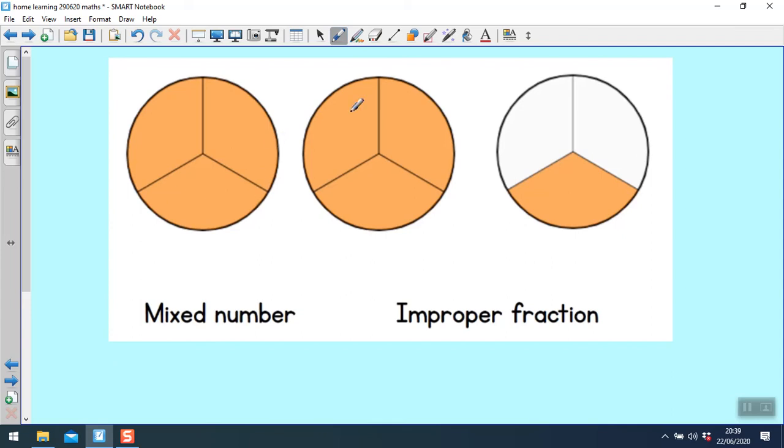So I've got 2 whole circles, so my mixed number is 2 whole ones. And what is this fraction left over? I've got 1 out of 3 in orange. So 2 and 1 out of 3, 2 1/3. Improper fraction, so they're in thirds. How many thirds are orange? 1, 2, 3, 4, 5, 6, 7. 7 thirds are orange.